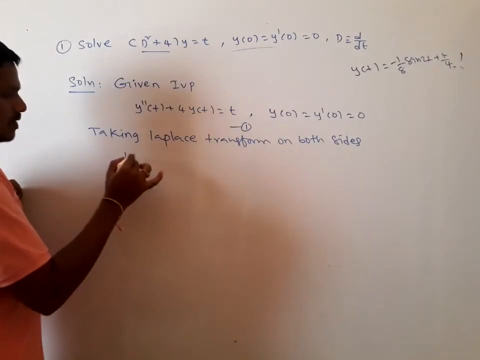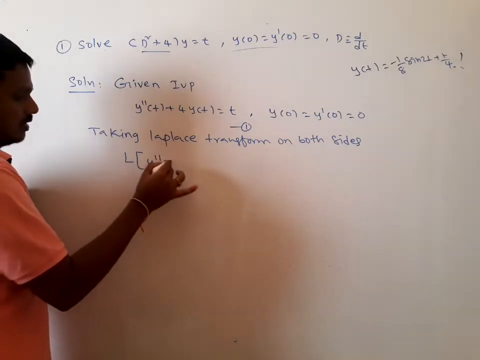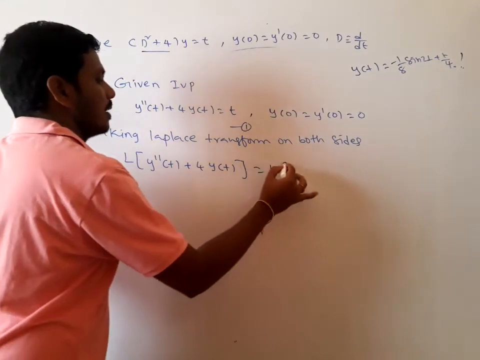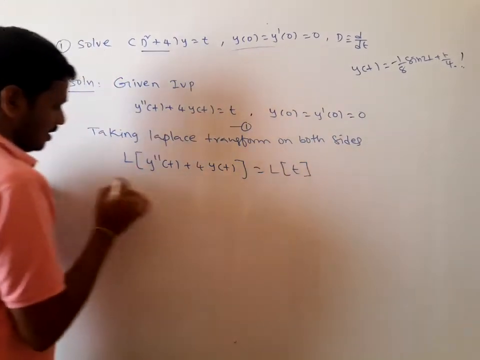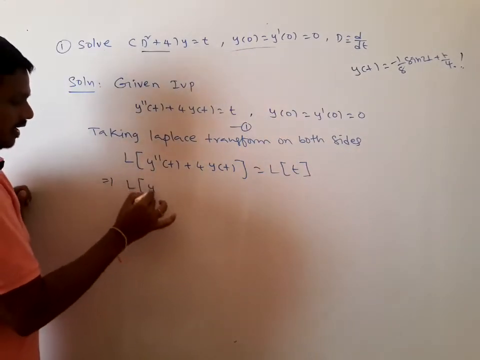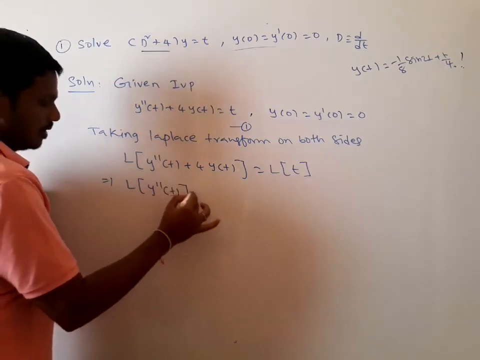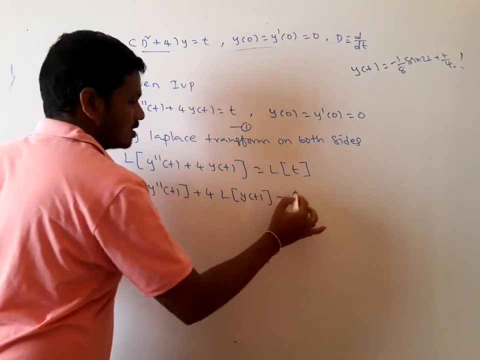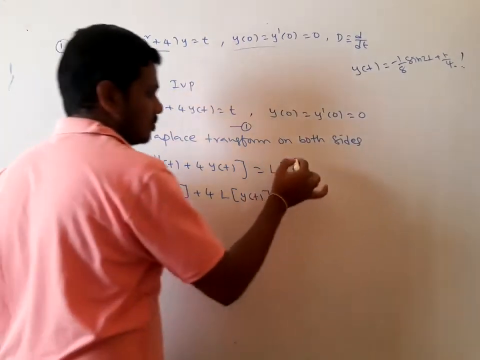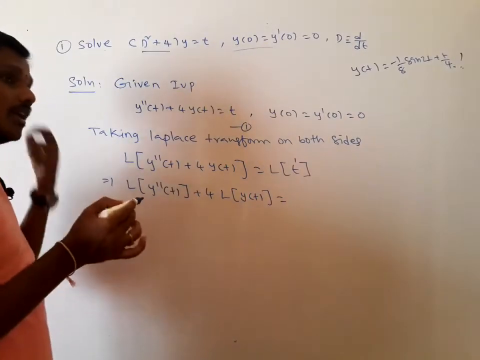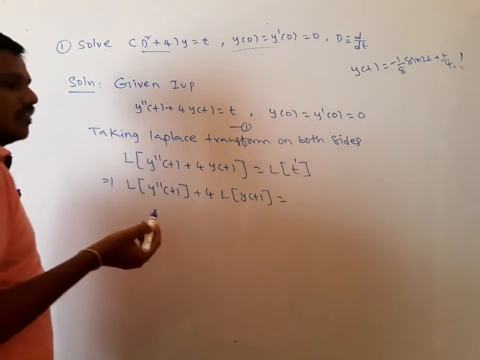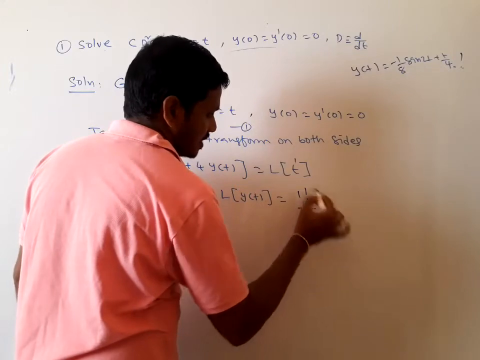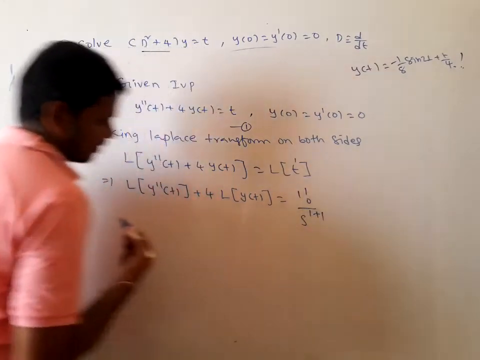The Laplace transform of y double dash of t plus 4 into y of t is equal to the Laplace transform of t. By using the linear property, the Laplace transform of y double dash of t plus 4 into the Laplace transform of y of t is equal to the Laplace transform of t to the power of n, n being a positive integer, which is n factorial divided by s to the power of n plus 1. Here it is 1 factorial divided by s to the power of 1 plus 1.